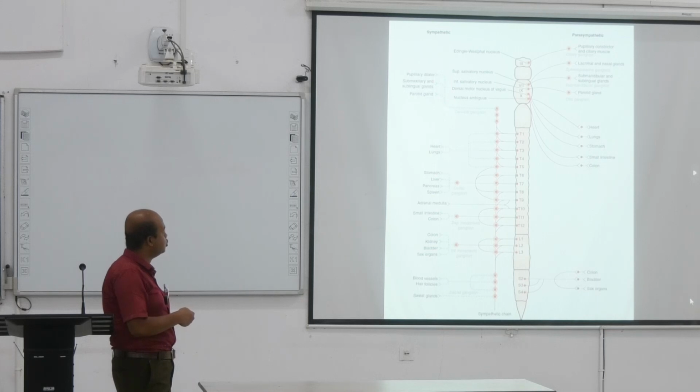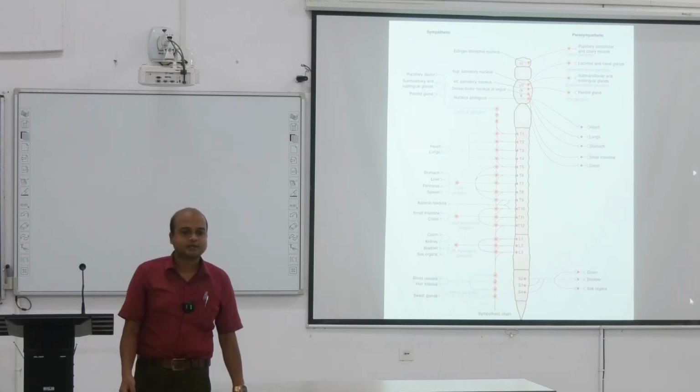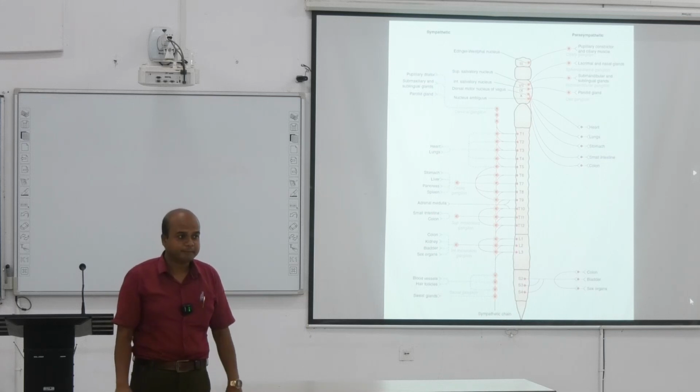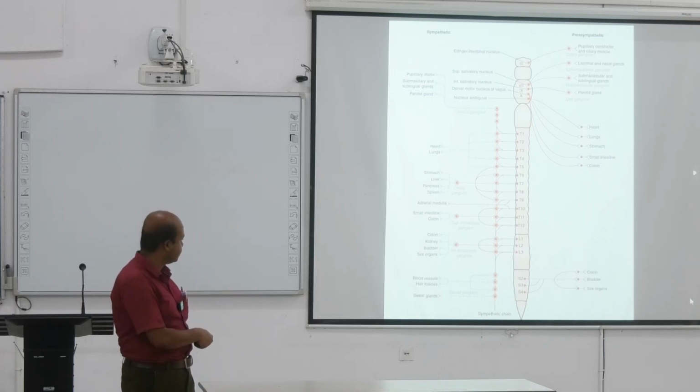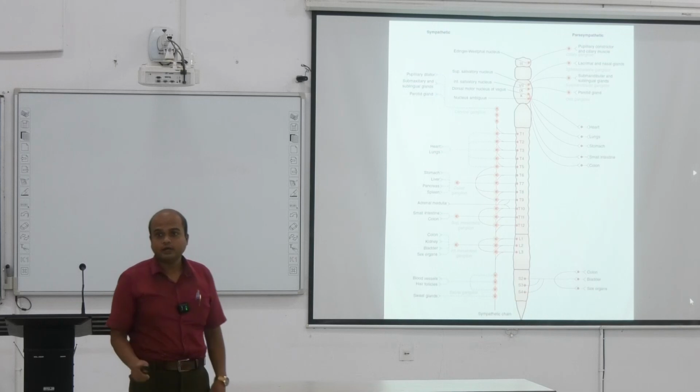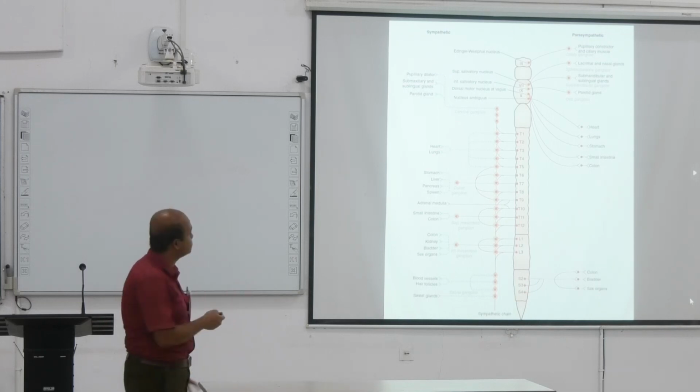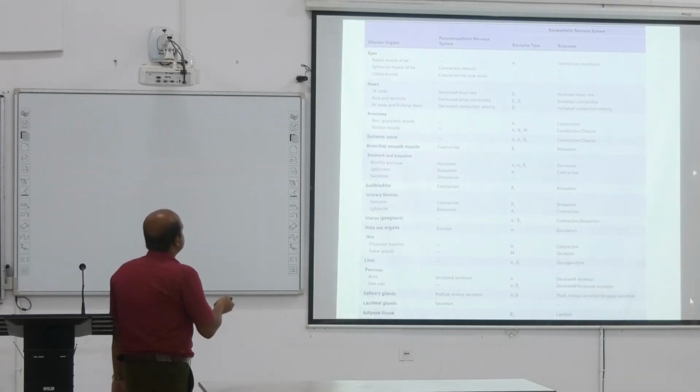These are in blue. See the sweat glands, these are in red, because sweat glands are an exception: they are cholinergic, sympathetic but cholinergic, but still sympathetic. It is not parasympathetic. Cholinergic but sympathetic. Important exception. We are repeating.